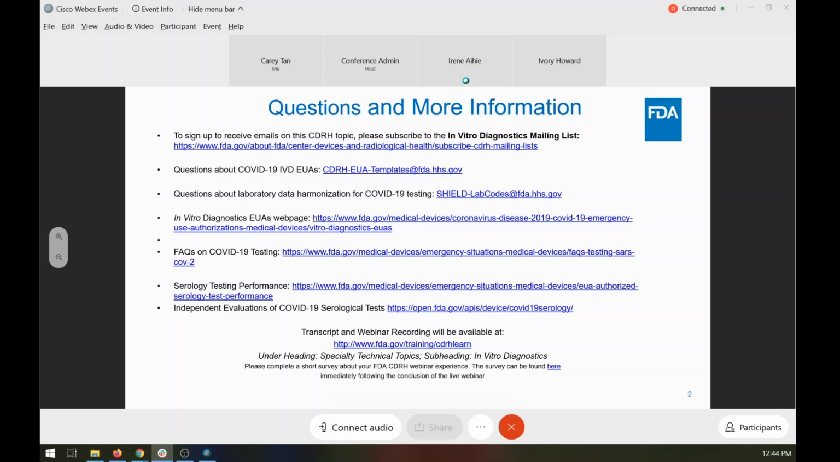To emphasize one of the points that Brittany made, we do prioritize for NCI testing those submissions that have complete EUA requests and that look good prior to the NCI testing. So it's very unlikely that there would be a test that we would be otherwise ready to authorize that we're not prioritizing for NCI testing.